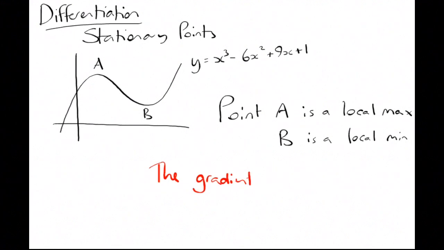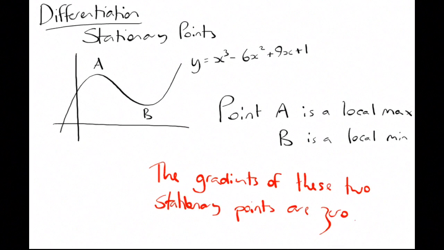The gradients of these two stationary points are 0. If you think about the gradient of them, it doesn't matter whether it's a maximum or it's a minimum, the line of the gradient is going to be flat, and that tells you that the gradient of them is going to be 0. Look at an example.